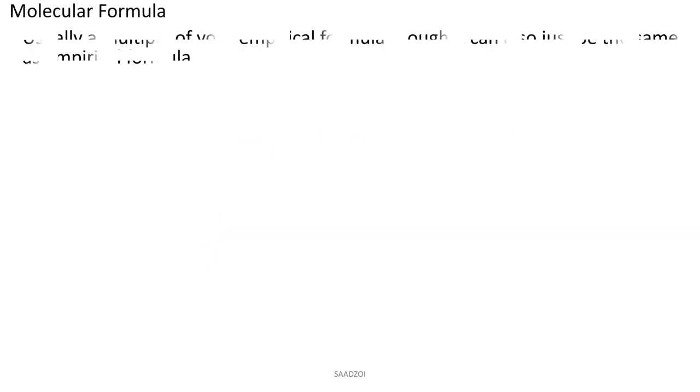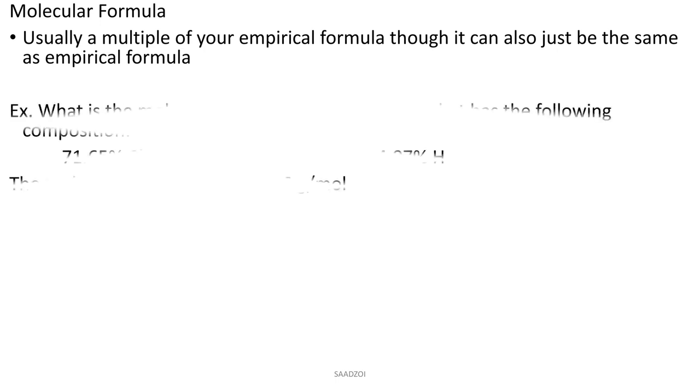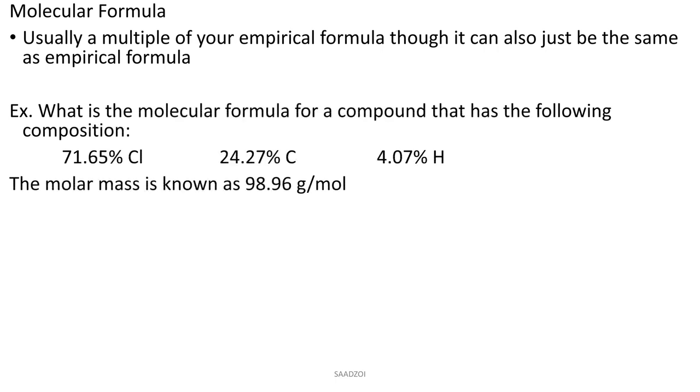All right, let's go over molecular formula. It's usually just a multiple of your empirical formula. It can also be the same as your empirical formula in rare circumstances. So notice here the only difference is they're giving me the molar mass of this unknown chemical.